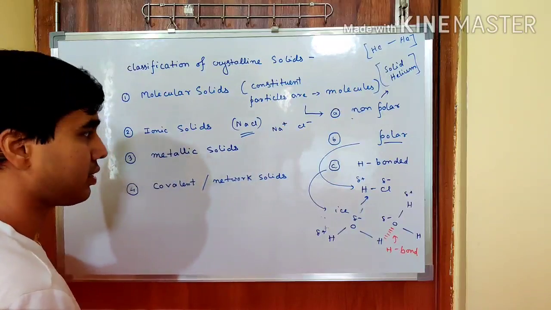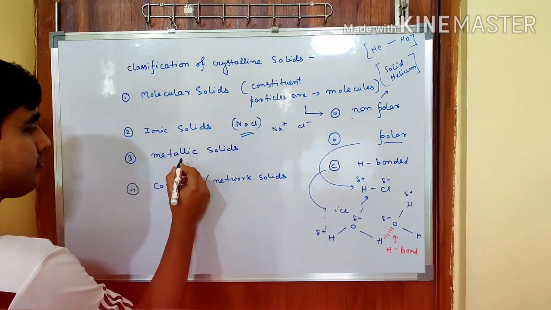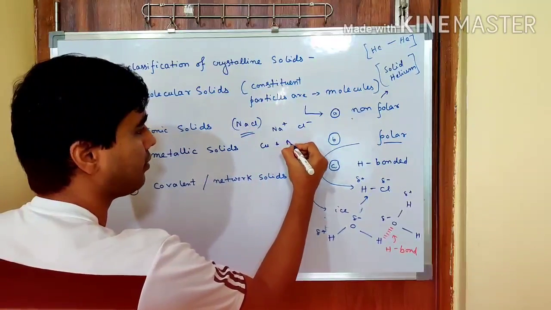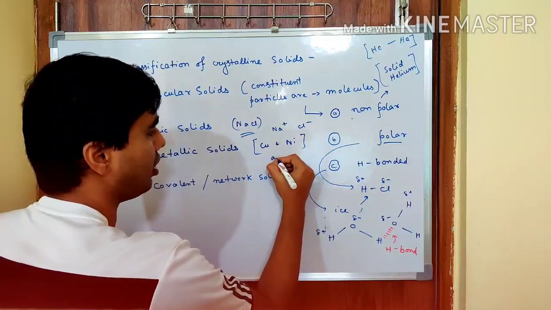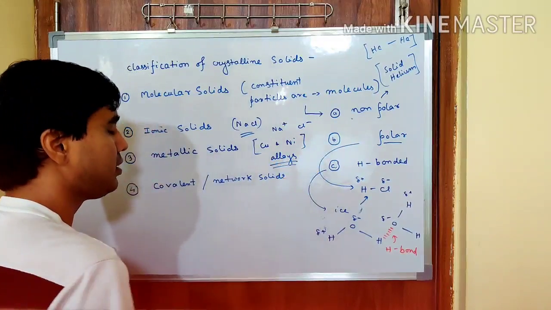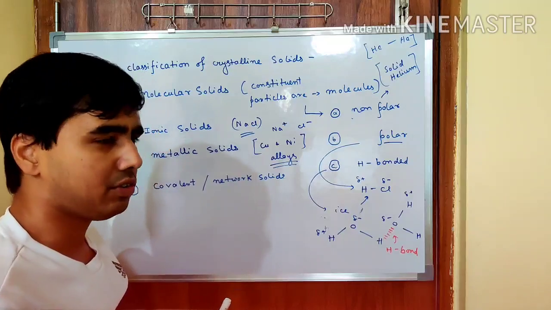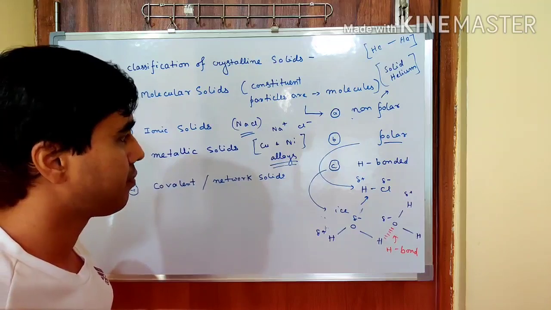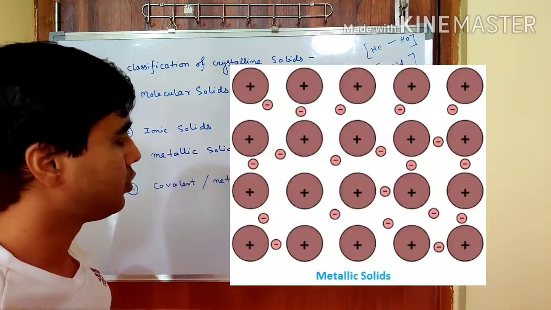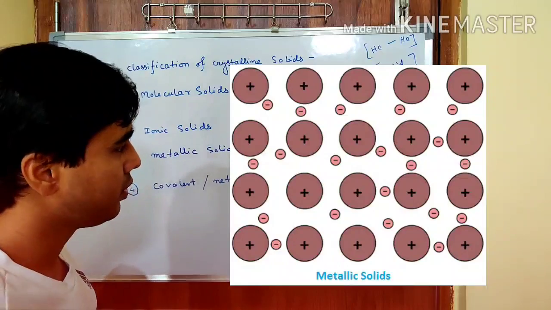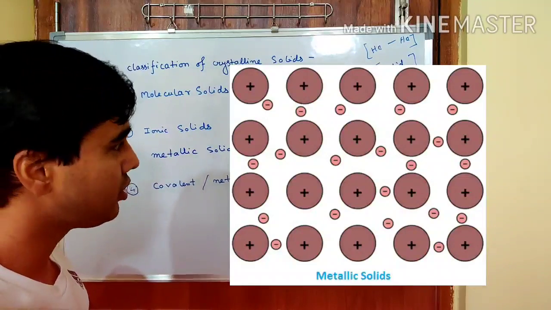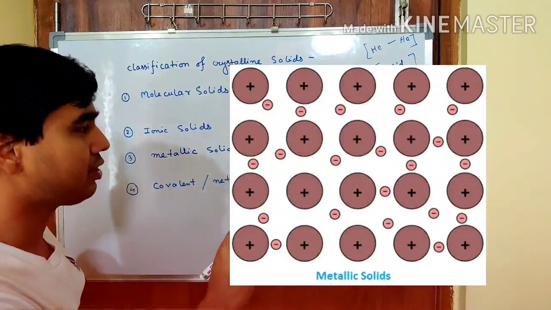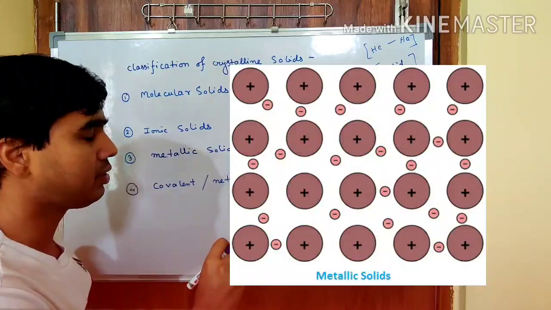Then the metallic solids. In the metallic solids, say copper and nickel alloys, what happens is, in a sea of electrons, a few positively charged particles are there. Throughout the metal, the sea of electrons is there, which are free electrons, and that is why they can carry electricity. And in between, the positively charged constituent particles are there, which are called kernels.